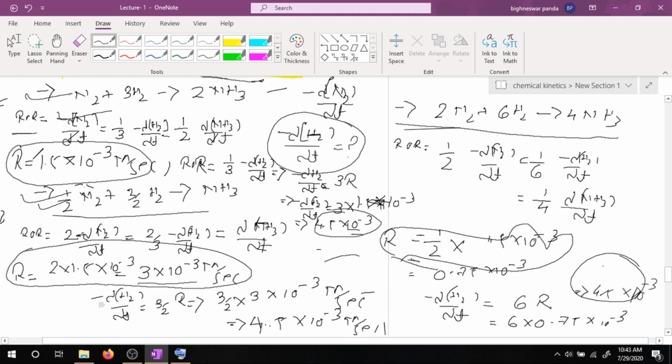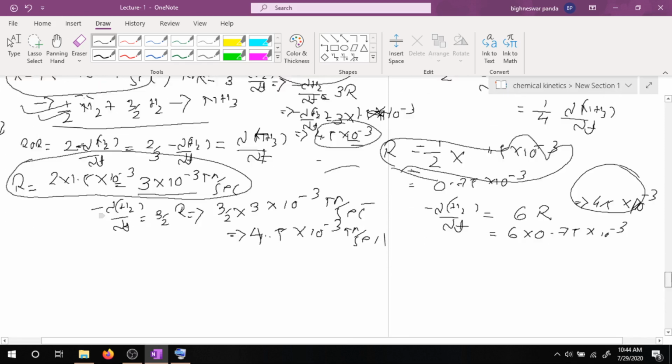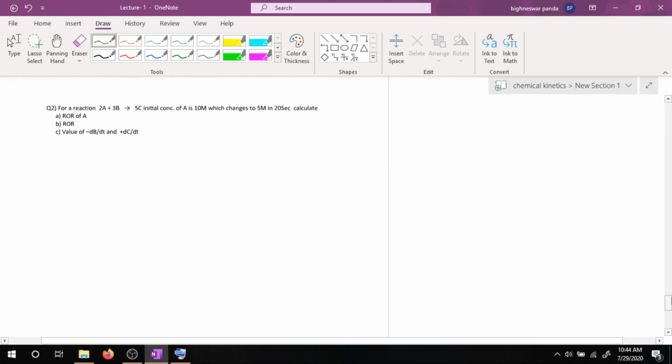So why am I giving this question? This question simply shows that the rate of a chemical reaction depends upon stoichiometry, whereas the rate of individual species does not depend upon stoichiometry. So by seeing this, you can easily solve this problem.